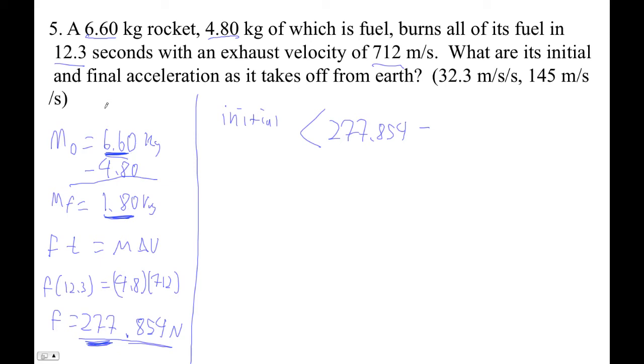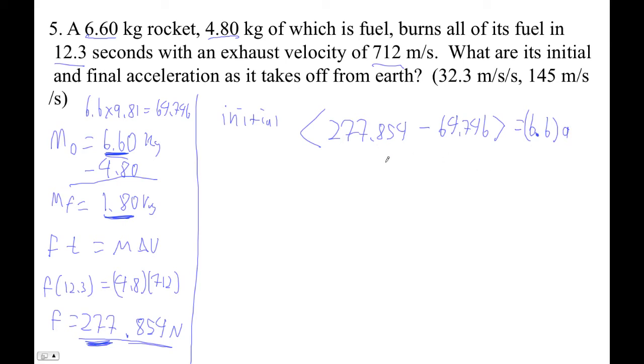The initial weight is 6.6 times 9.81. Wait, hold on, clear. I'm going to store that thing in the variable A just for kicks. Okay, so now I'm going to go 6.6 times 9.81. 64.746. Right, so that's the weight. 64.746, and that equals 6.6 A. That's a decimal point, right?